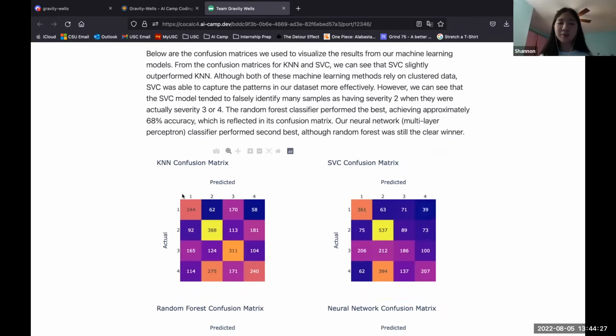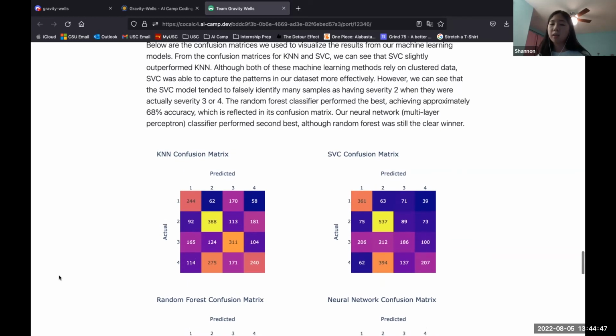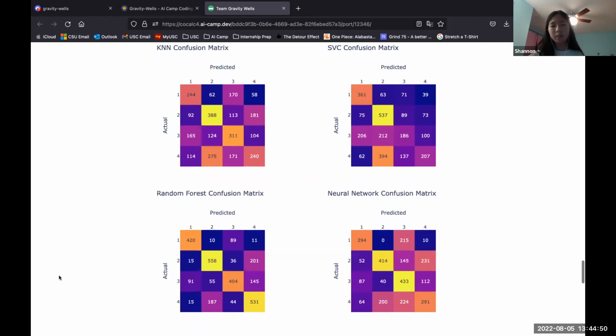Below are the confusion matrices that we used to visualize the accuracy and results of the different machine learning models that we tried out. The first two matrices are of KNN and SVC, both of which rely on clustered data. These matrices reveal that our data likely didn't cluster very well, as both these models had a large amount of incorrect predictions and both had accuracy scores of less than 50%. Looking at the remaining matrices, it is evident that random forest and neural networks were much more effective on our data set. However, random forest was still the clear winner as it achieved an accuracy of approximately 68%.